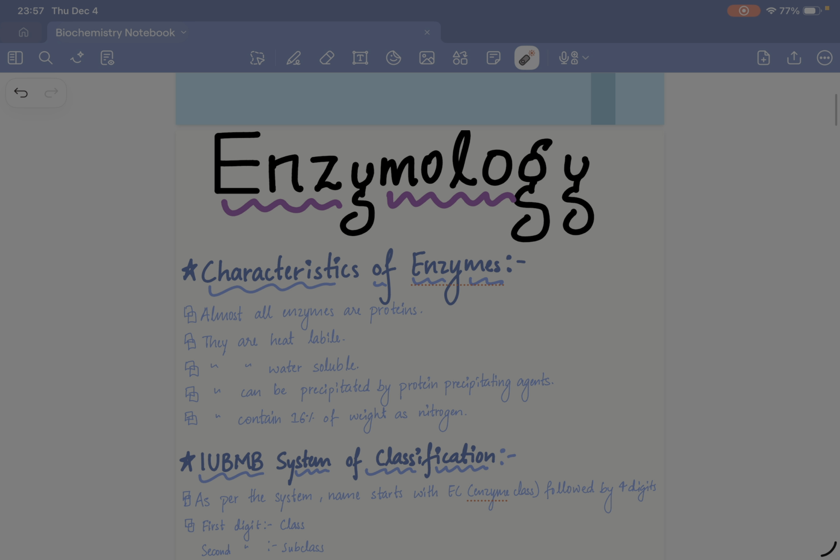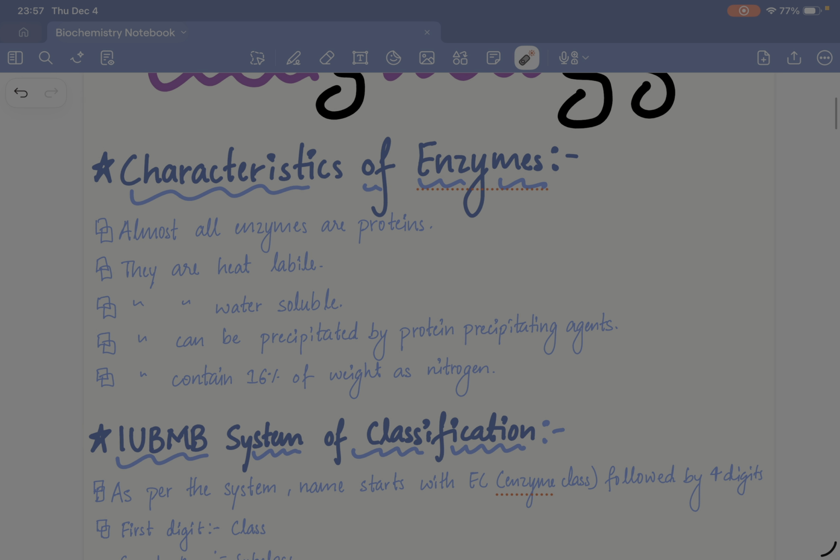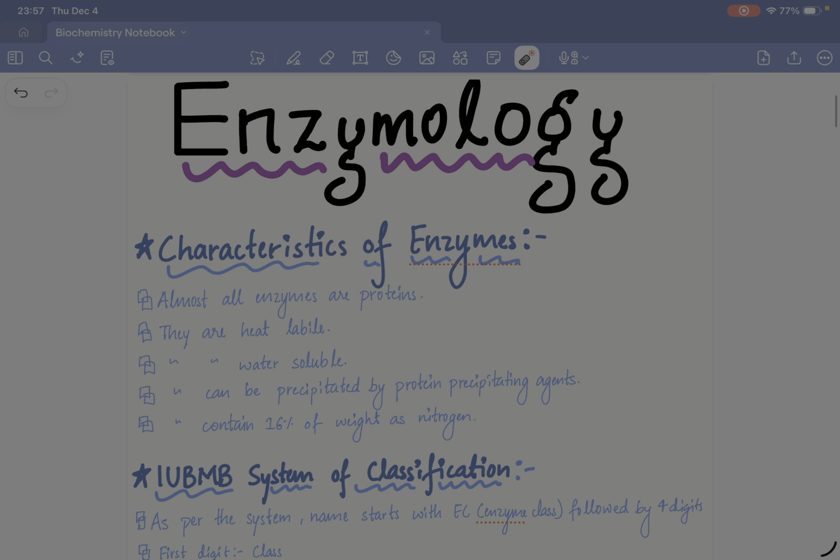Today we are going to learn a chapter in biochemistry known as enzymology. Enzymology is nothing but the study of enzymes. Okay. First let us see what is an enzyme. An enzyme is a protein, rather than protein you can say a substance which enhances the rate of reaction.